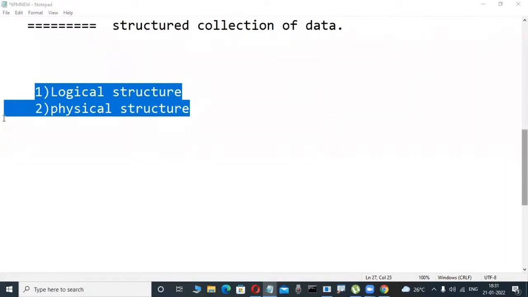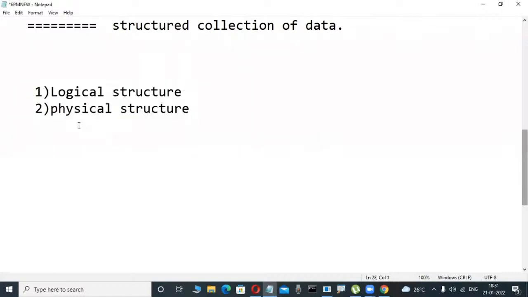Otherwise, suppose you are a Java, Python, or Oracle developer, or I am a PLSQL developer. We are all basic level programmers. In Oracle or SQL or MySQL, in which structure are we all working? Very good, logical structure. Some fellows are telling logical structure only. Yes, what is that logical structure?